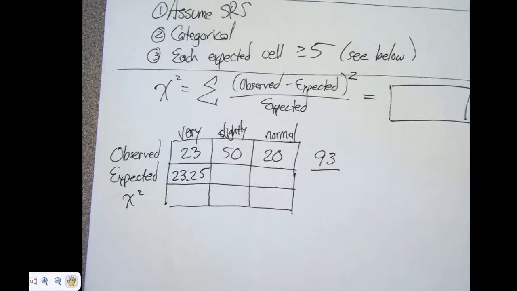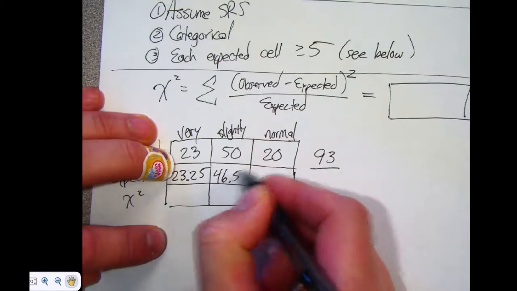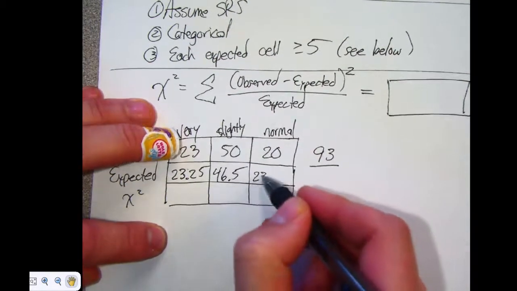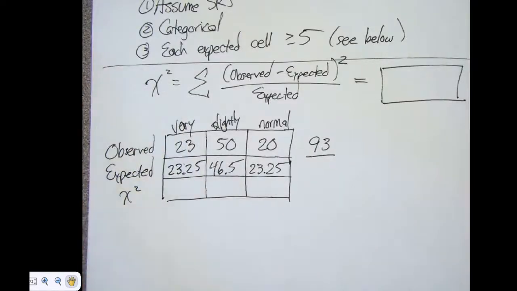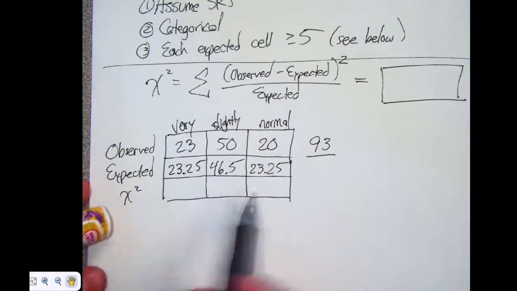50%, so you do 0.5 times, that's 46.5. And then this is the same, this is also 25%, so it's also 23.25. So that's 20. Yeah, like that doesn't change the expected though.